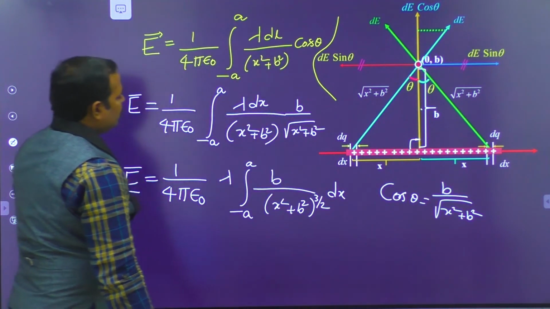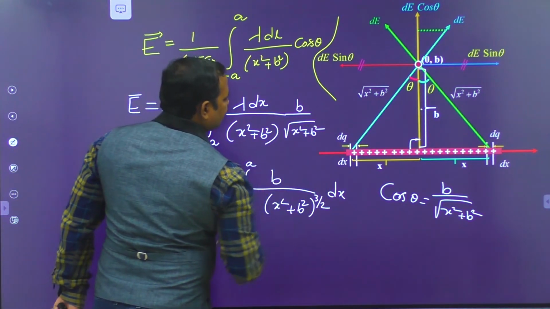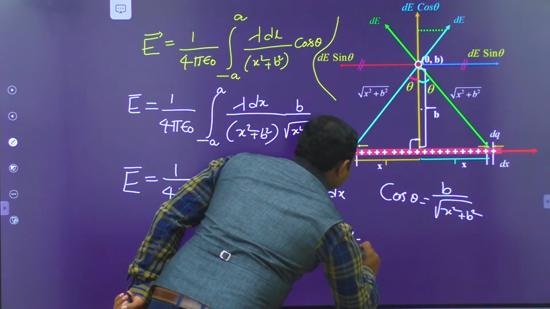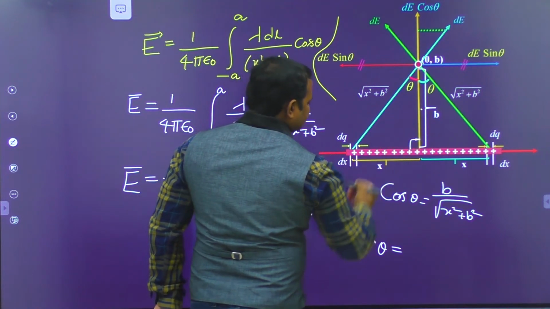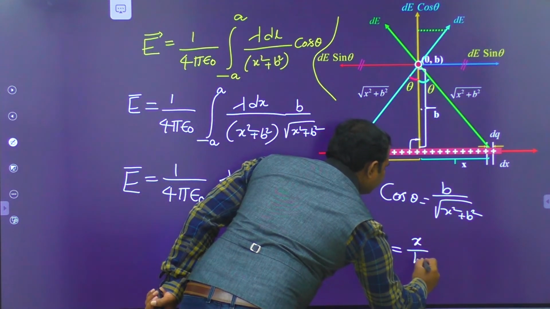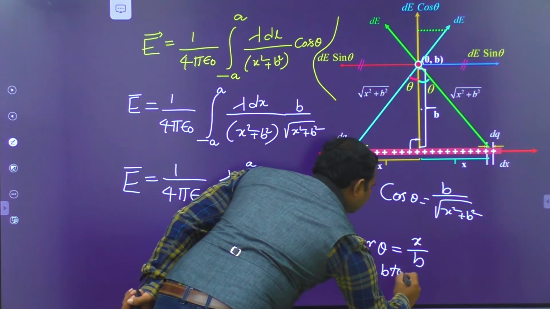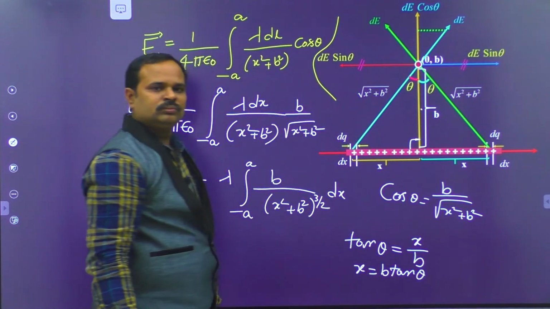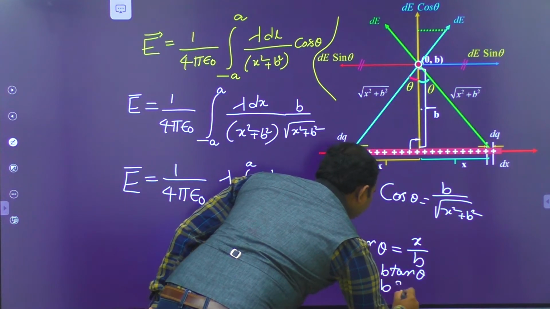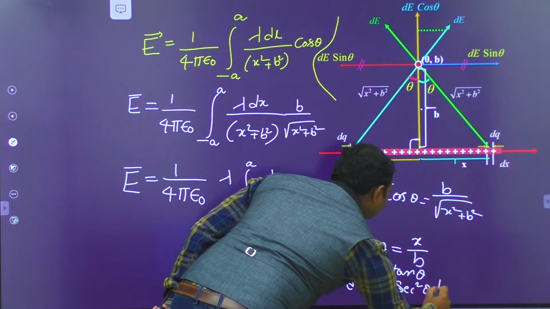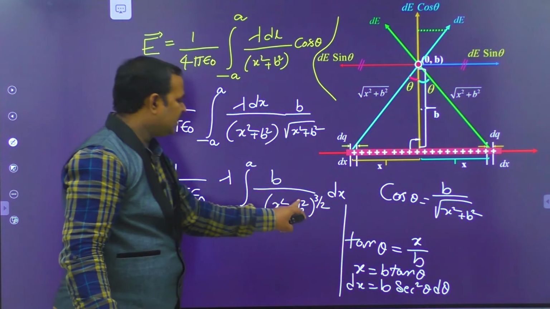Now if you solve this integration, we get the electric field at this point because of this finite length charge distribution. Now to solve this one, let us consider from this diagram tan θ is equal to, this is the opposite side, this is the adjacent side, x/b. That means x = b tan θ. Now differentiate this one. dx = b sec²θ dθ. Now let us substitute these values in this equation.